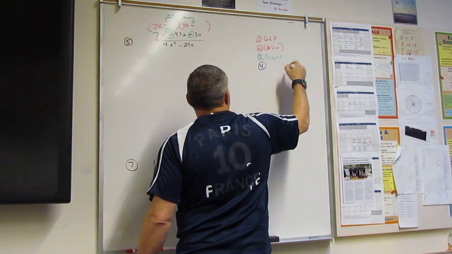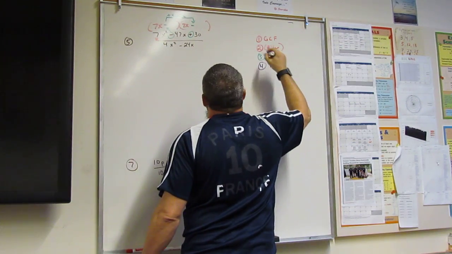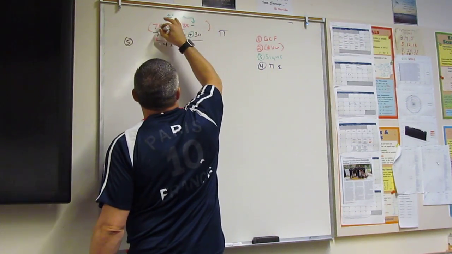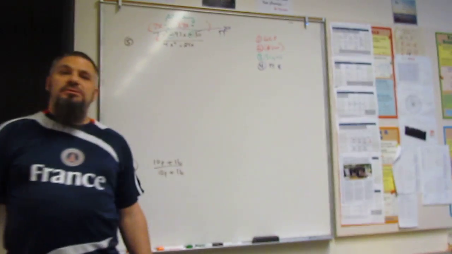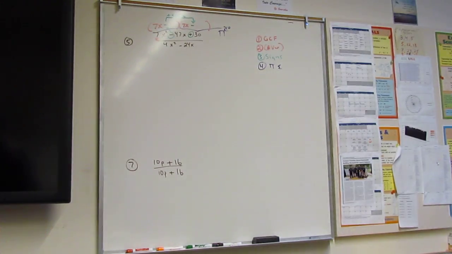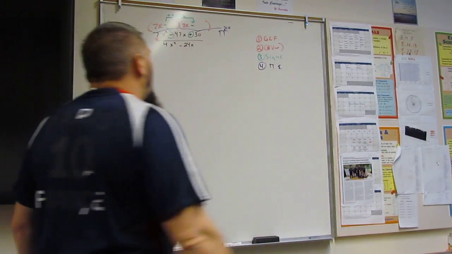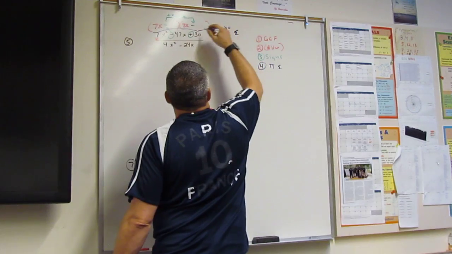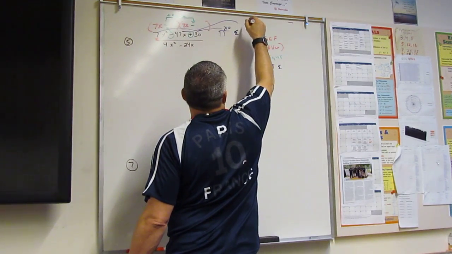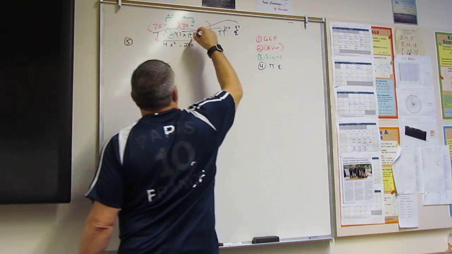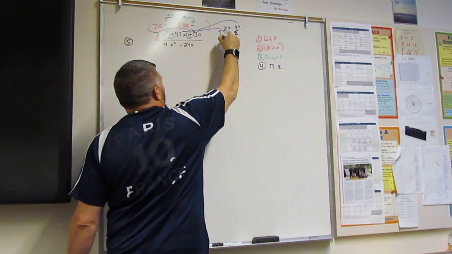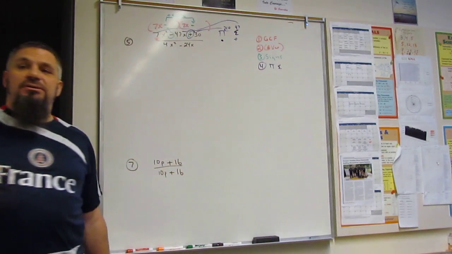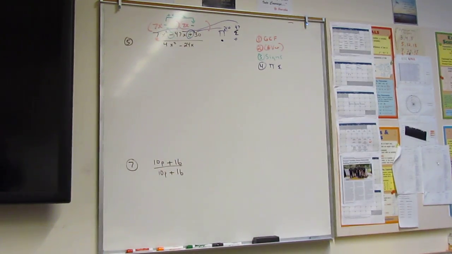Step 4. Product and sum. My product is 7 times 30, which is 21 and a 0. So 210. My sum is the middle number, which is 47. Now I'm adding in the sum, and I'm multiplying to get 210. I need 2 numbers that multiply to be 210, and they add to be 47.